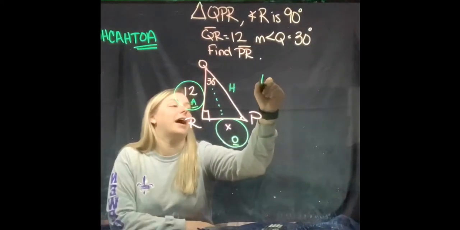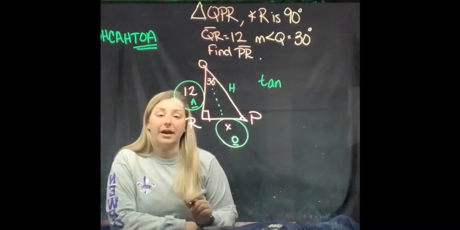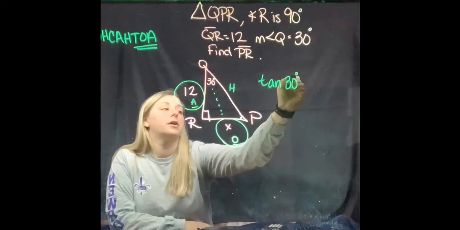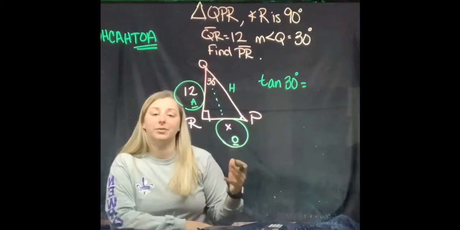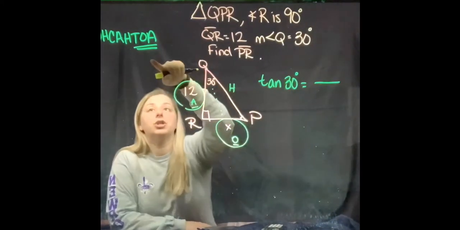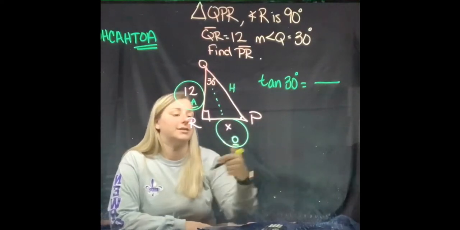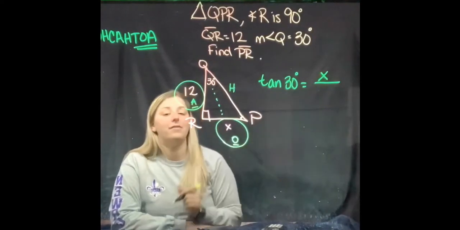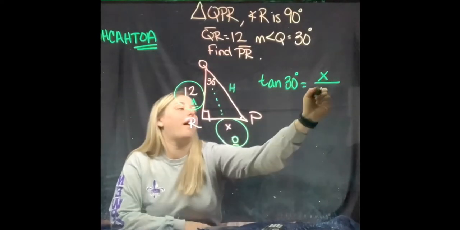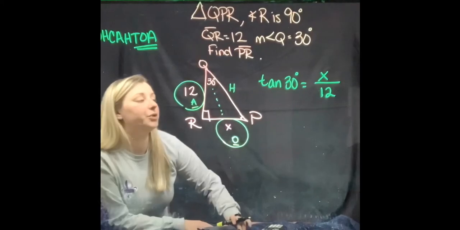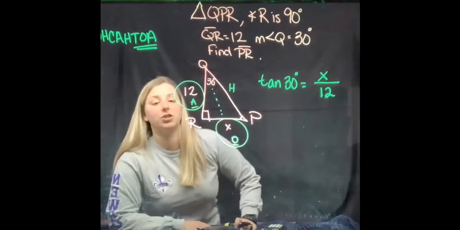So we have tan of the angle that we're talking about. The angle happens to be 30 degrees. And that's equal to, remember, set up the trig ratio. So tan, remember, is TOA. That's opposite over adjacent. Well, the opposite piece here is X. And then the adjacent piece here is 12. So we have that. Now, what we want to do is solve for that missing length, which is X.